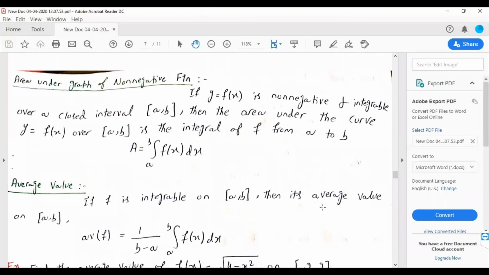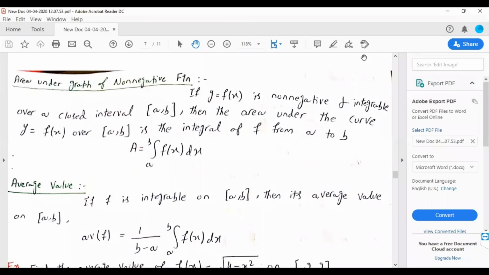Now comes area under the graph of a non-negative function. If y is equal to f of x is a non-negative and integrable function over the closed interval a b, then the area under the curve of the function over the interval can be written as A is equal to the integral a to b f of x dx.